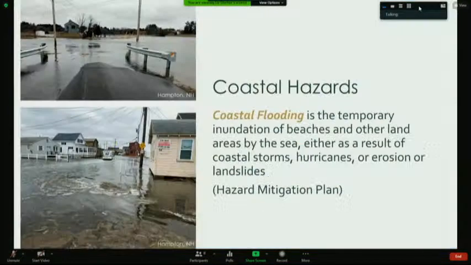Great. So I included a little bit of extra information on coastal hazards, four different categories: coastal flooding, coastal erosion, storm surge, and sea level rise. I pulled some definitions from the hazard mitigation plan here. These pictures obviously aren't from Kennebunkport. I need to get to Kennebunkport during a flood to get some photos. But if any of you have photos that you'd like to share for the plan, we can incorporate your photos as well.